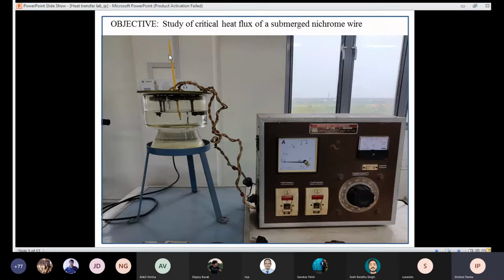When the bulk temperature reaches about 50 degrees centigrade, you start your experiment. It can't really reach perfectly 50 degrees, so you'll have to be careful about that. So after that, you'll start your experiment. Now, how do you do this experiment?